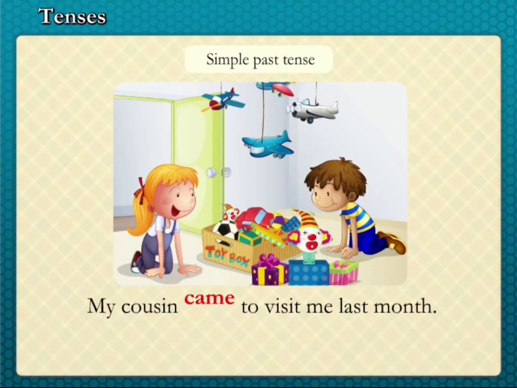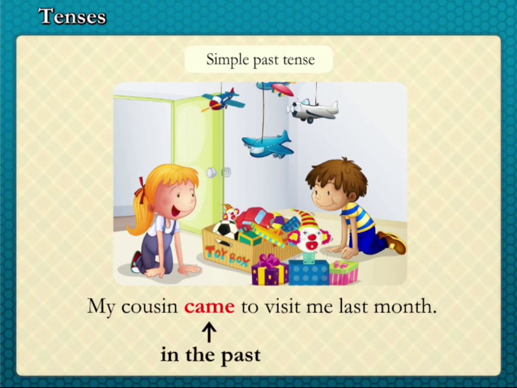My cousin came to visit me last month. When did my cousin come to visit me? Last month. The sentence tells us about the time of the action and the time is in the past.